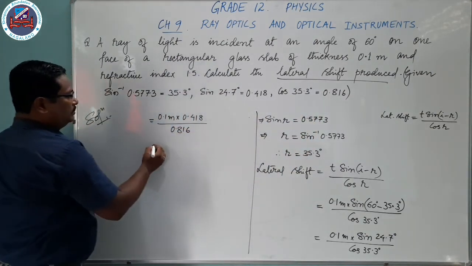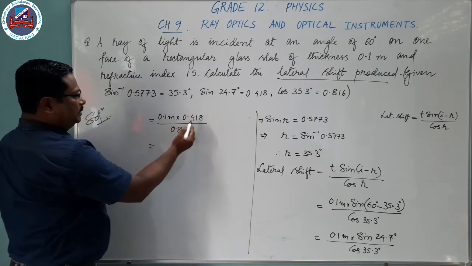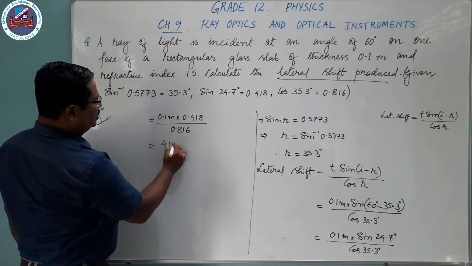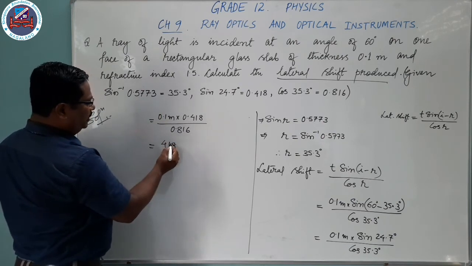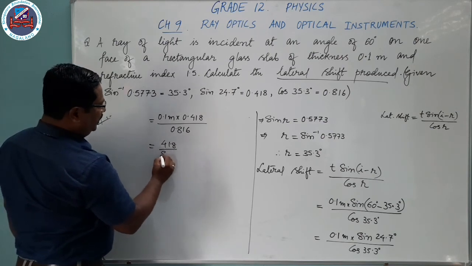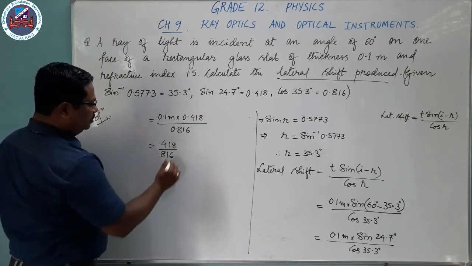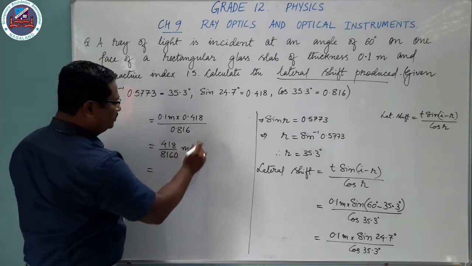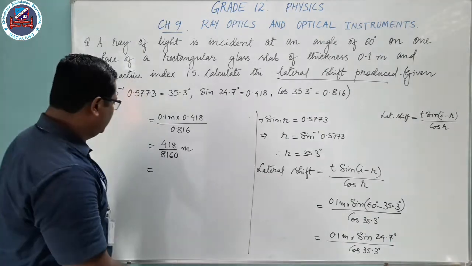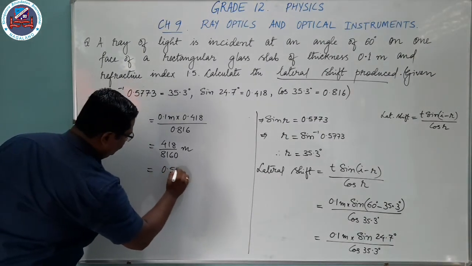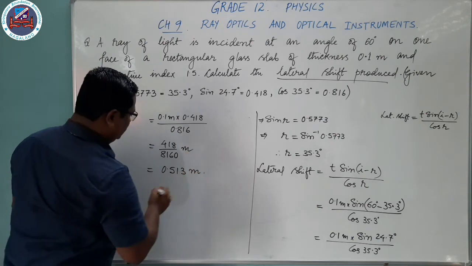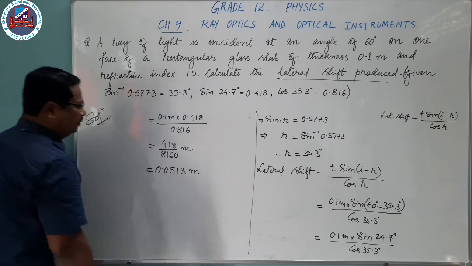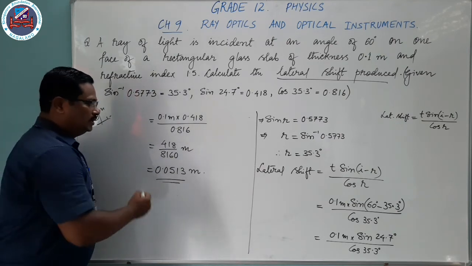0.816. On calculation, 0.1, and the point after the decimal, 3 digits, you remove it: 418. Multiplied by 0.1, one point will come again. Divide by 816. If you want to remove this decimal, 1, 0 will come. On dividing, the unit will be in meter. On dividing, the value will be 0.0513 meters. Like this you can calculate.